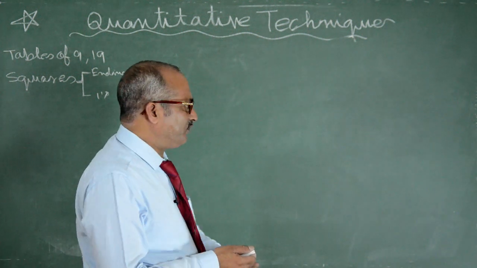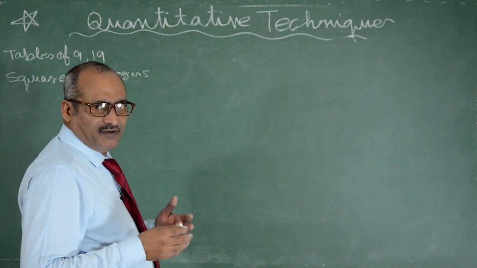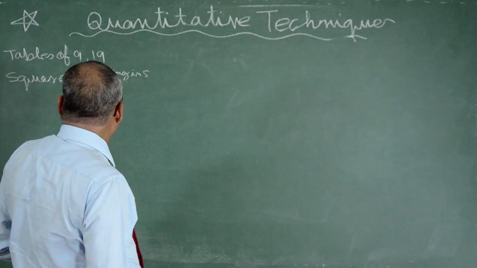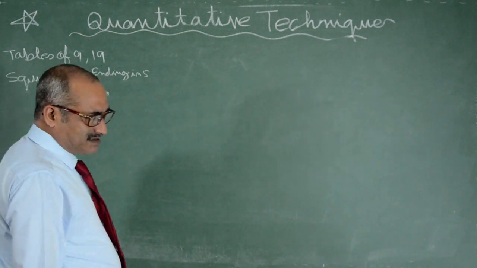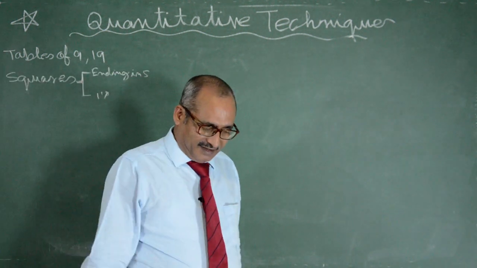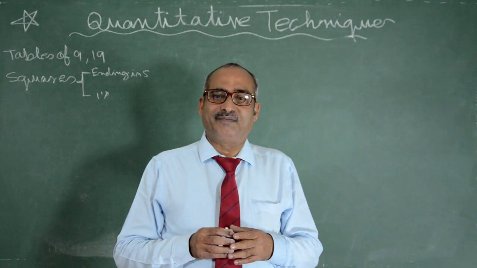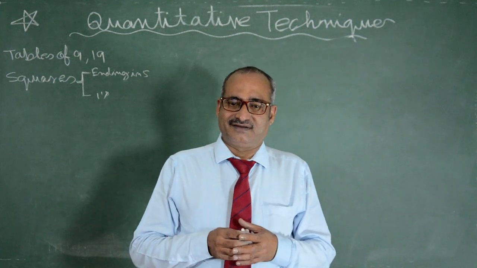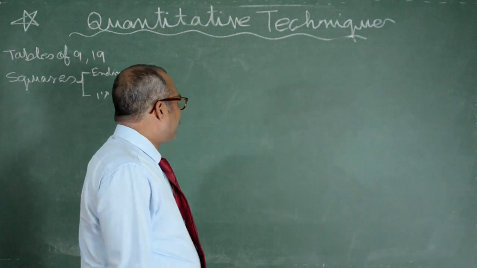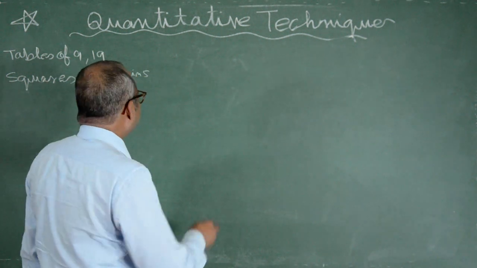I am going to discuss a few topics which are of your interest. Today we will discuss writing the table of 9 and 19. Students find it very difficult to remember the table of 19. I will discuss a very short trick, writing table of 9.